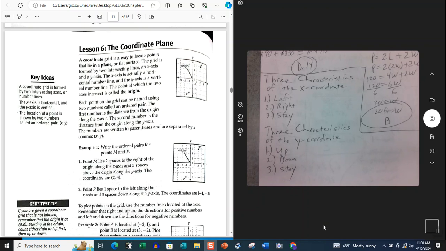All right, class, we're about to start lesson 6 in chapter 6, the coordinate plane. Now, a coordinate grid is a way to locate points that lie in a plane or flat surface. The grid is formed by two intersecting lines, an x-axis and a y-axis. Now listen, the x-axis is horizontal, the y-axis is vertical.